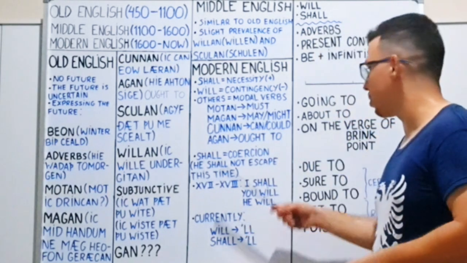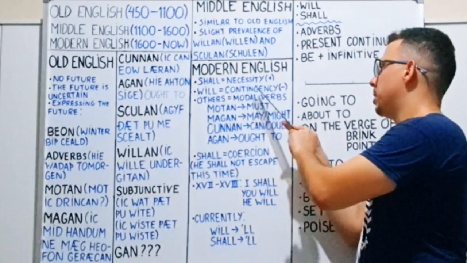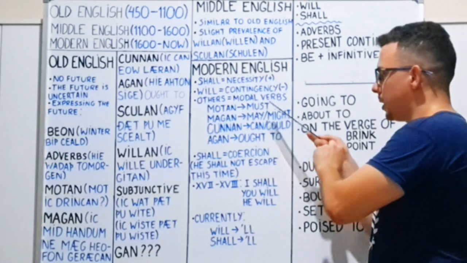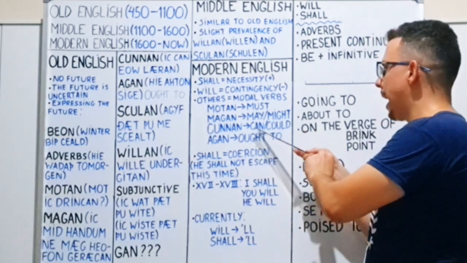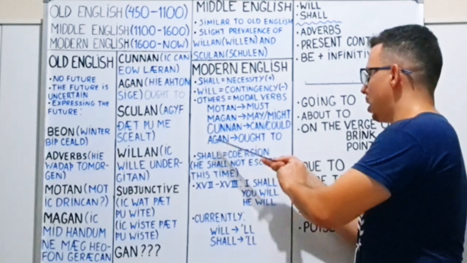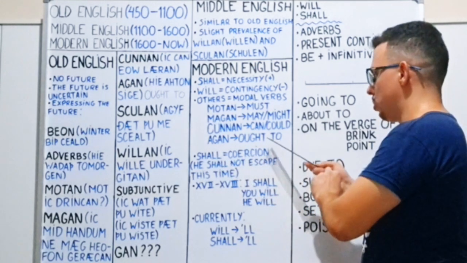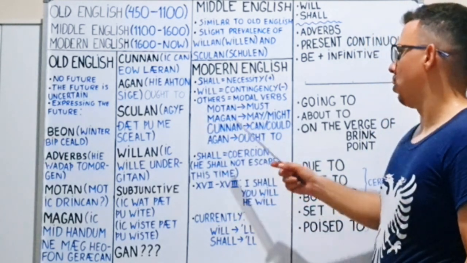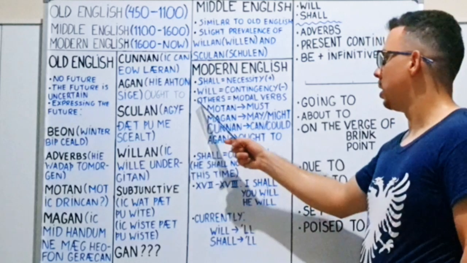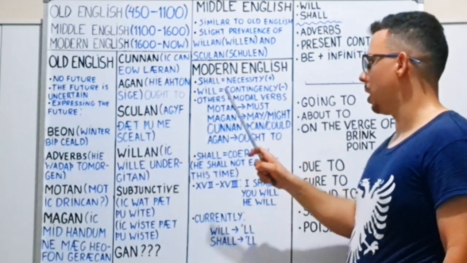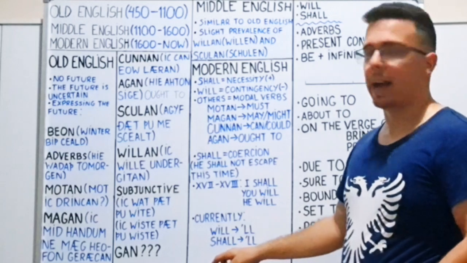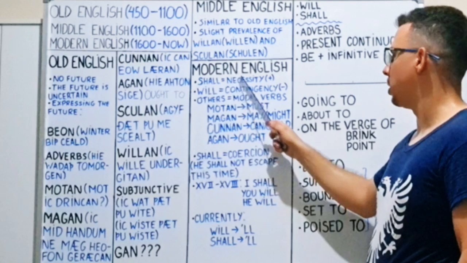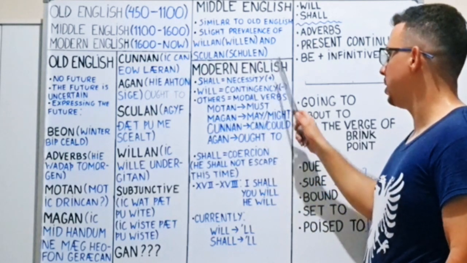So we have, let me show you. Motan became must. Maan became may and might. Kunnan became can and could. And on became ought to, right? So this was the transformation. So all these verbs were categorized as modal verbs, but will and shall were seen as the proper verbs to construct the future. Shall for necessity and will for contingency.